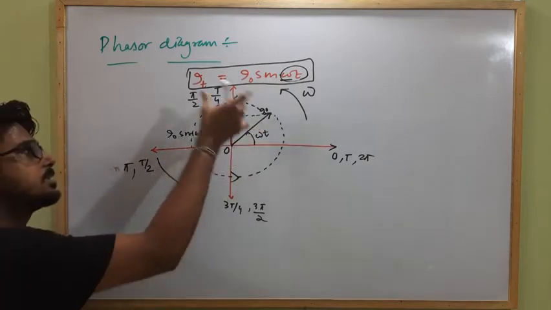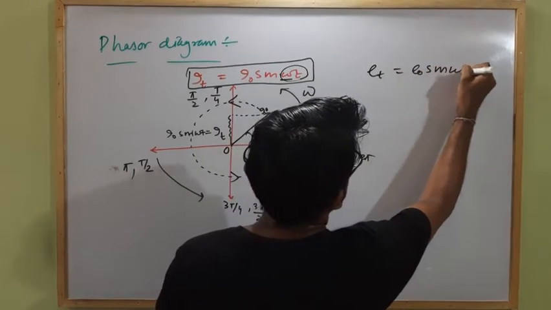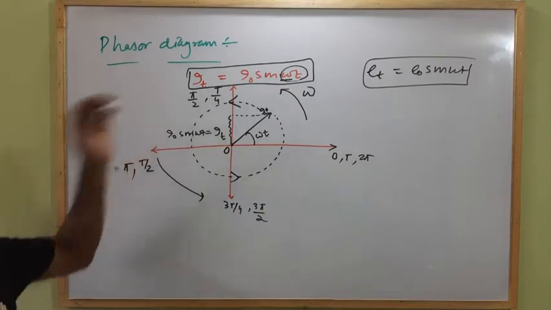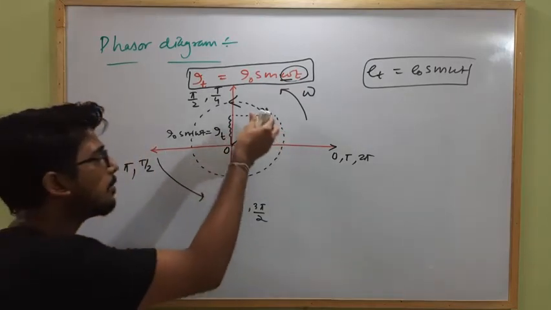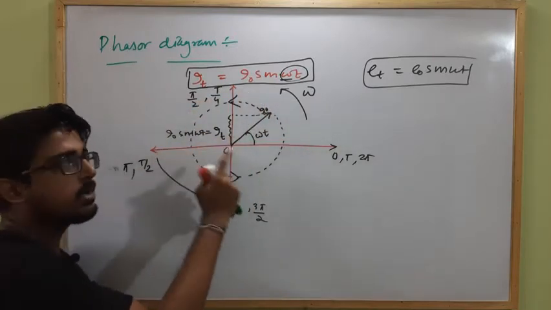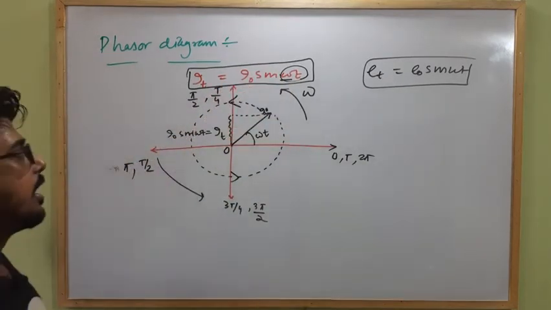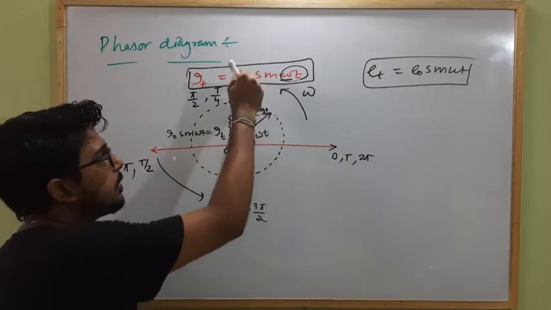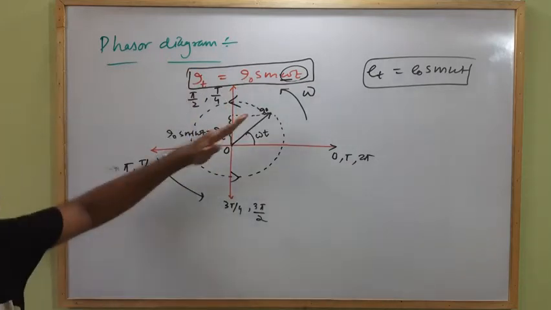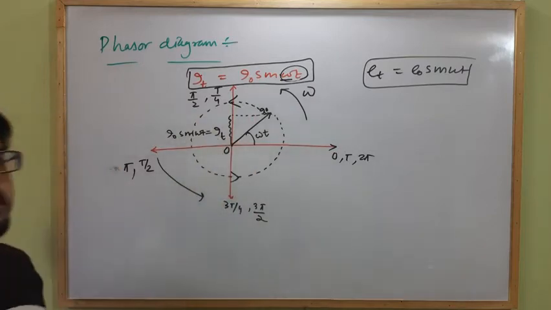Similarly, we can represent this for alternating EMF also: E at time t equal to E naught sin omega t. Clear? So what is a phasor diagram? In a phasor diagram, the alternating current or alternating EMF is represented by a vector which is rotating in anti-clockwise sense with angular velocity equivalent to the angular frequency of the alternating current or EMF, and the length of the vector is equivalent to the peak value or amplitude of the alternating current or EMF, and the center of the circular path is considered as the mean position.